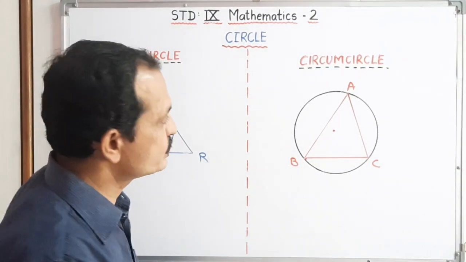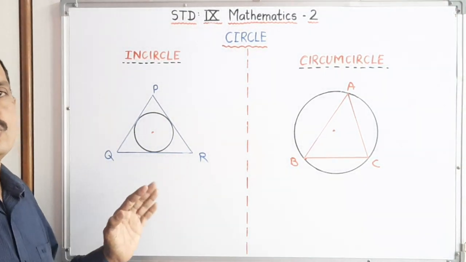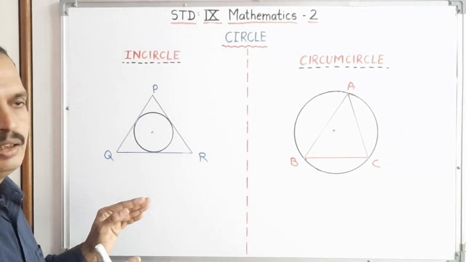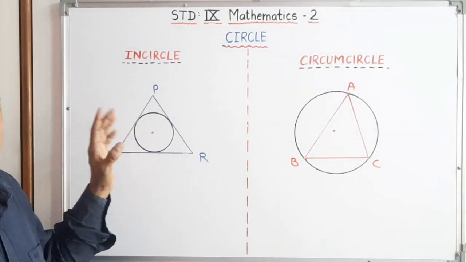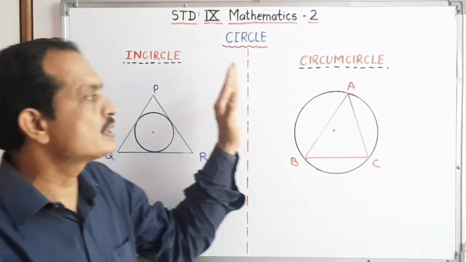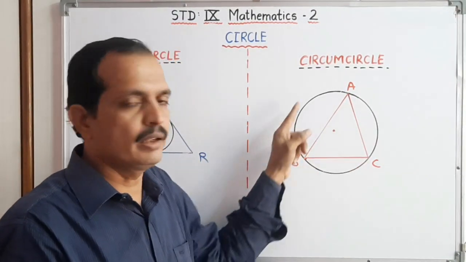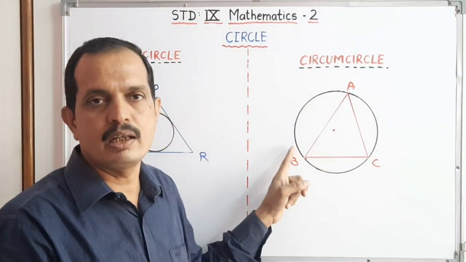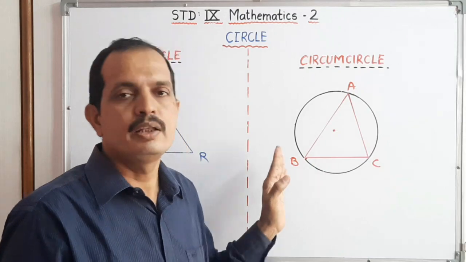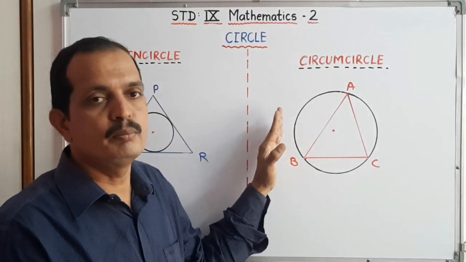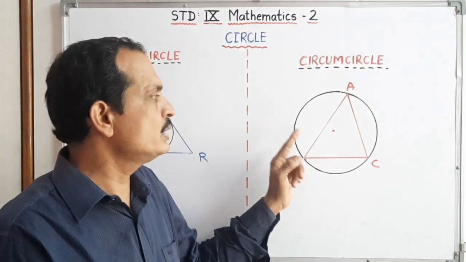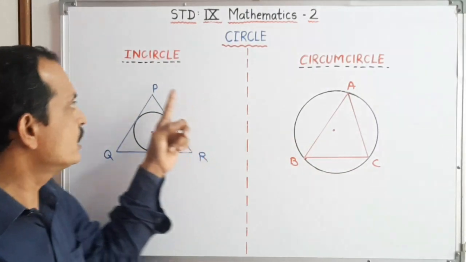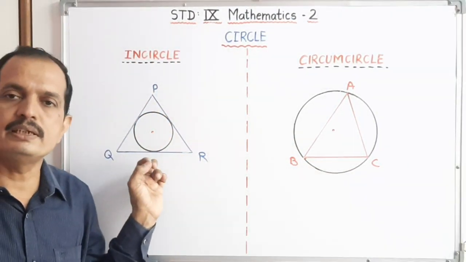Got it? Therefore, dear student, remember the incircle touches all the sides of a triangle, that means it is inside the triangle, touching all the sides, therefore it is the incircle. The circumcircle is outside the triangle and touches the three vertices of the triangle, therefore it is called a circumcircle. Now dear student, the center of a circumcircle is known as the circumcenter, and the center of an incircle is known as the incenter.